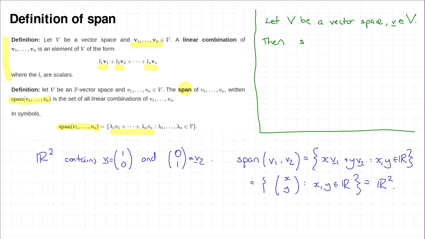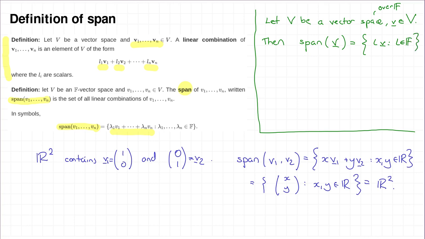And we're going to ask what is the span of little v? Well, it's the set of all linear combinations of the one vector little v. And a linear combination of just one single vector is just a scalar multiple of that vector. So if V is a vector space, let's say over the field F, then what this looks like is the set of all things of the form L times v for L in F.